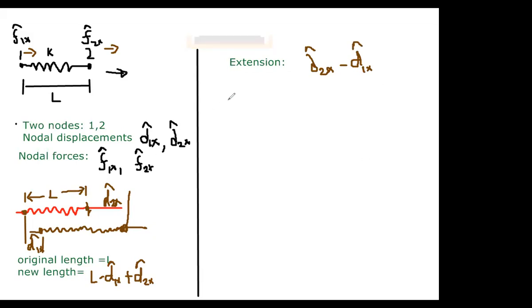So we shall use these coordinates, very important. We shall use x hat to denote the local coordinate, and we shall use x to denote the global coordinate. And I'll explain this a little bit as we go along.